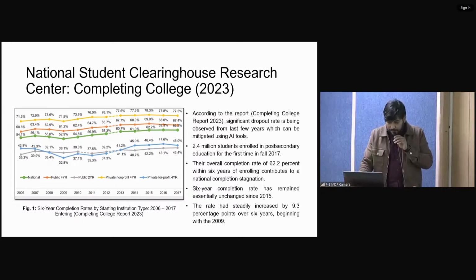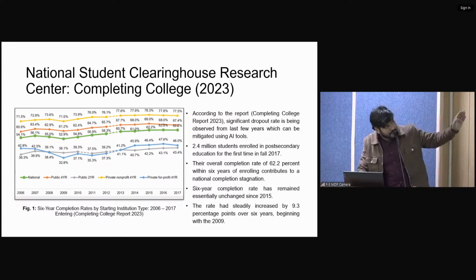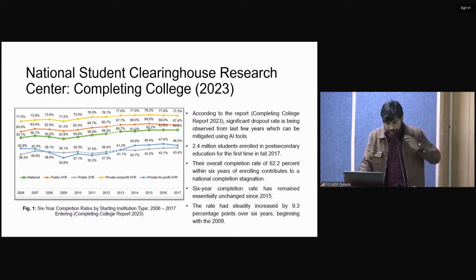So the students enrolled in post-secondary education for the first time in the fall of 2017. It is a report belonging to the US. The six-year completion rate initially increased, but after 2012 and 2013 it dropped, falling below 50%. So it happens that inflation dropped.